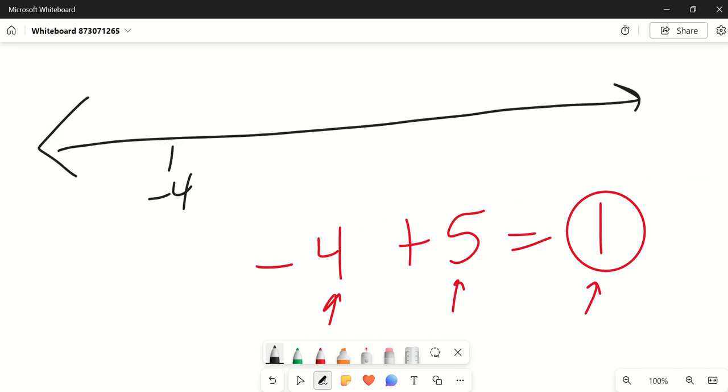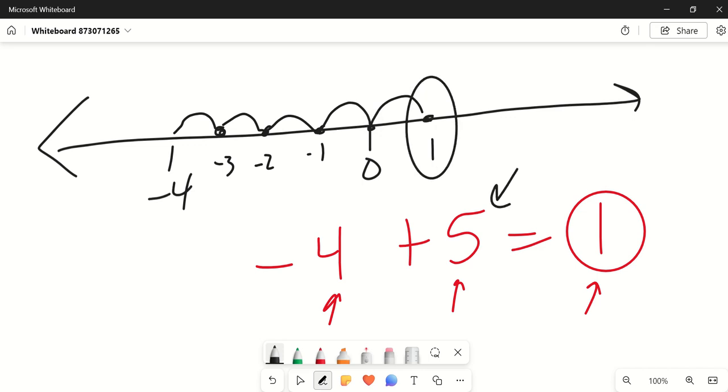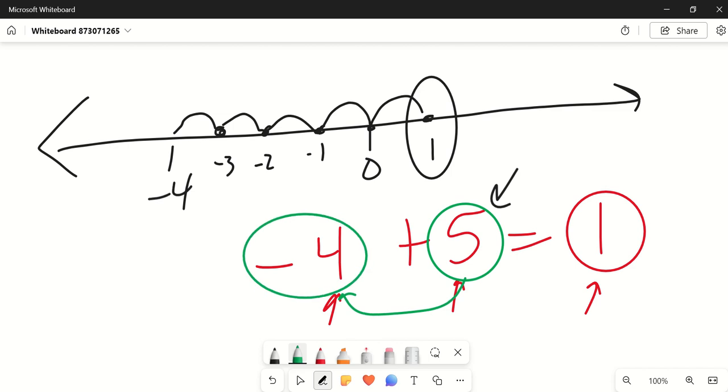You started at negative 4, and we're adding 5 to it. So you're going to jump to negative 3, negative 2, negative 1, 0, and 1. This would be 1 jump, 2 jumps, 3 jumps, 4 jumps, 5 jumps. So negative 4 plus positive 5 would equal 1. Another way to look at it is to take the backwards approach. 5 minus 4 would equal 1.